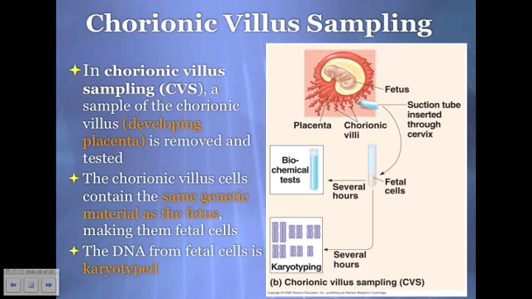The reason you're able to take a sample of that and diagnose the developing fetus is because the chorionic villus cells actually contain the same genetic material as the fetus, making them fetal cells. The DNA from those cells would then be used for testing or karyotyping.